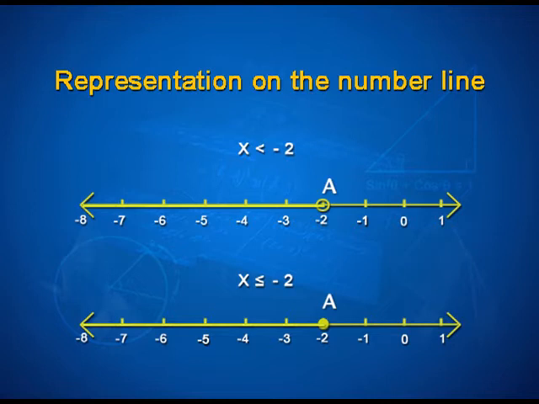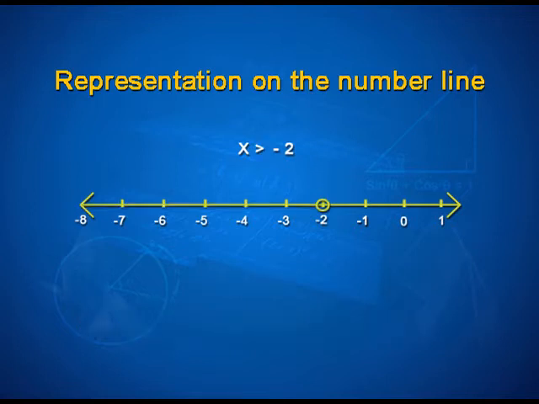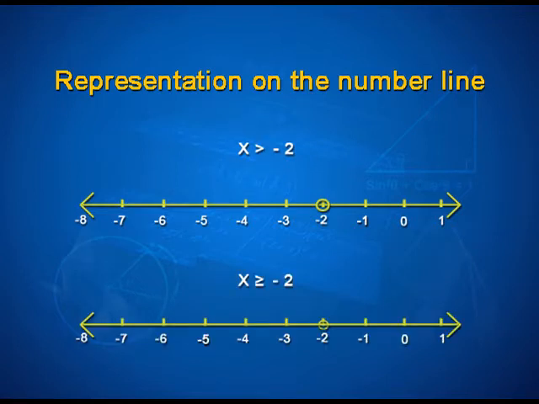In a similar manner, the inequalities x greater than -2 and x greater than or equal to -2 are marked. Since we are marking the inequality x greater than -2, we have a hollow circle at the point A and we mark the region on the number line which is on the right hand side of A. In a similar manner, x greater than or equal to -2 will have a colored circle at the point A and the inequality would be marked on the right hand side of the point A. We have represented an inequality on the number line.